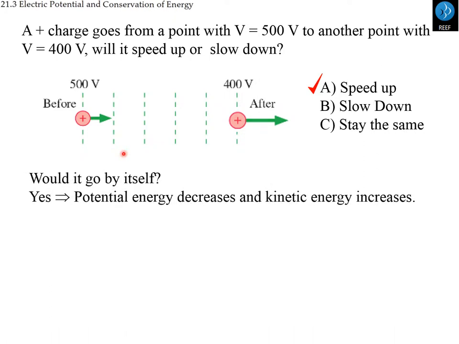Well, the question to answer is, will it go by itself? Well, it is going from high potential to low potential. Yes, it would go by itself. It's a positive charge. It would go to lower potentials, and if so, by reducing the potential energy, it will increase its kinetic energy. It's just like falling down; you pick up speed as you fall down. So the answer is: it will speed up.